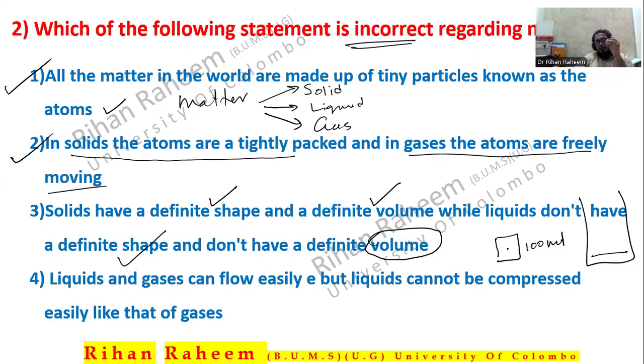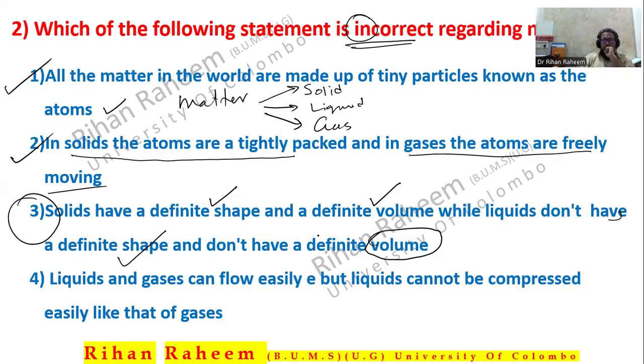Gases are not like that. From a small container, if I transfer to a large container, the whole thing will be occupied by the gas. So gases do not have definite volume, but liquids have definite volume. So that statement is wrong. Here they are asking for the incorrect statement. Statement number 3 is wrong, because of this, and all the other 3 parts are correct.